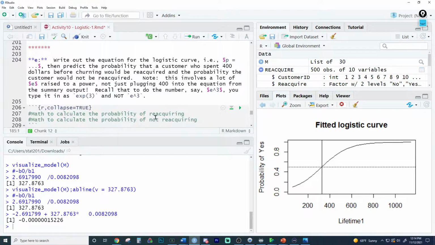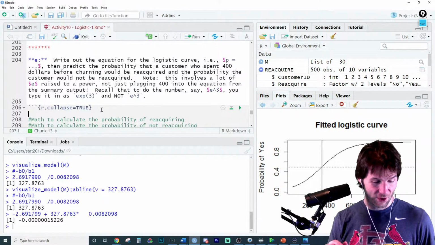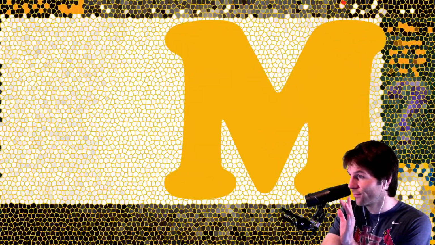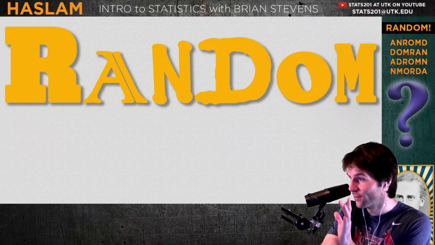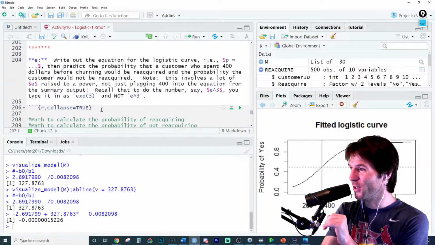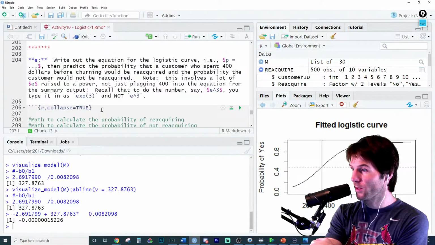And we got that. Write out the equation for the logistic curve, the probability when a customer spends $400 per turn and is reacquired. What is the probability for this customer? Now, this is where there's usually an error. This is where, trying to call your attention if you have fallen asleep or something. This is where people make a mistake.